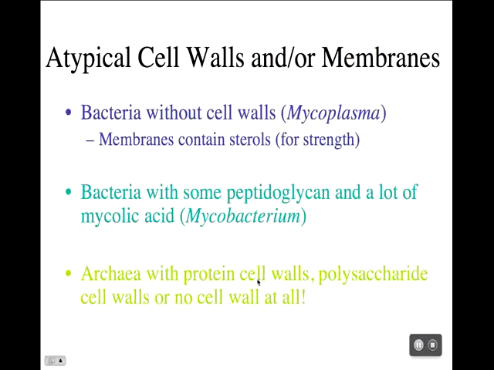What about archaea? There's a lot of variety in the archaeal domain. Some archaea have protein structures for their cell walls. Some have polysaccharide structures for their cell walls. Some do not have any cell wall at all. The one generality that I can give you about archaea is that there is never peptidoglycan. Peptidoglycan is bacteria only. Highlight, underline. Archaea have various different substances, but never peptidoglycan.